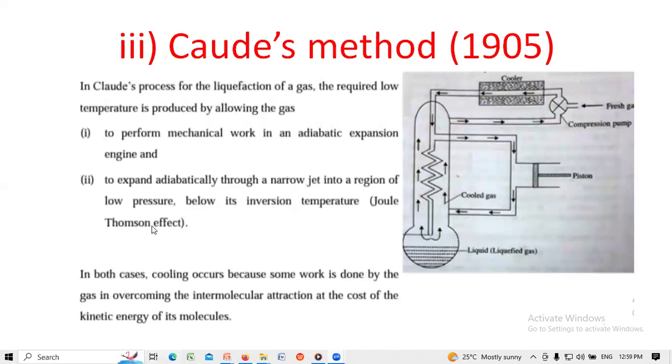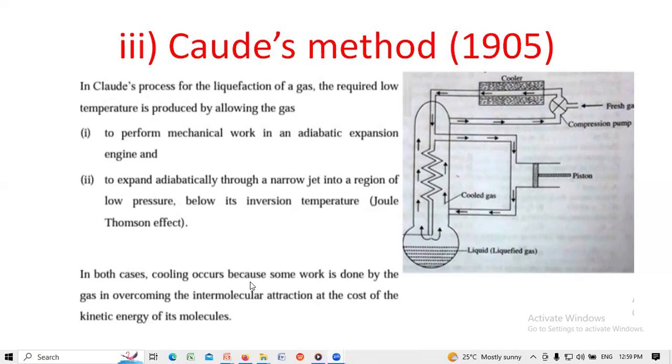Claude's method. In Claude's process, for the liquefaction of the gas, the required low temperature is produced by allowing the gas to perform mechanical work in an adiabatic expansion engine, or to expand adiabatically through a narrow jet into a region of low pressure, below its inversion temperature. In both cases, cooling occurs because some of the work is done by the gas in overcoming the intermolecular attraction, at the cost of the kinetic energy of the molecules.